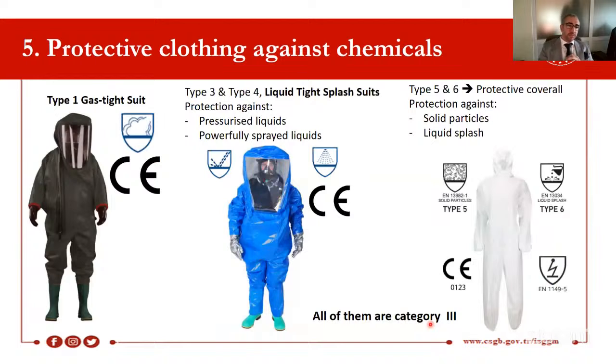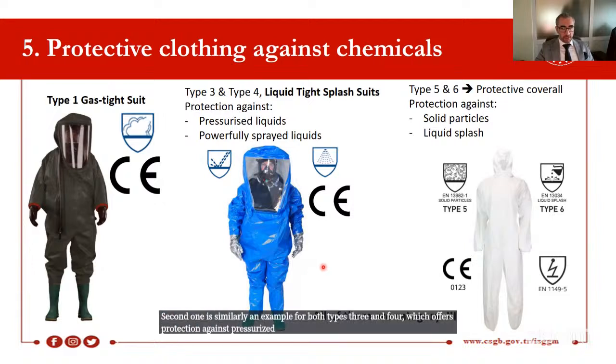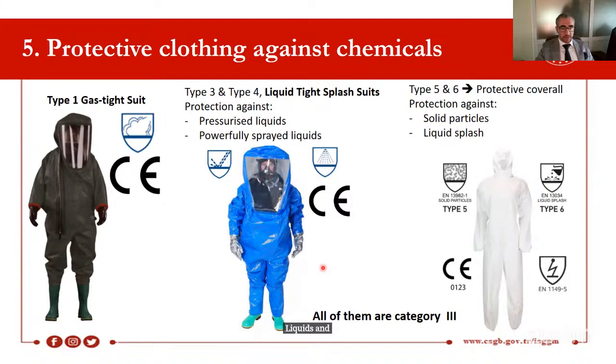Here are 3 examples for different types of chemical protection offering clothing. First one is gas tight suit, a very complex and well-designed preventive clothing. This is its pictogram and CE marking. Second one is similarly an example for both types 3 and 4, which offers protection against pressurized liquids and powerfully sprayed liquids. These are the pictograms.